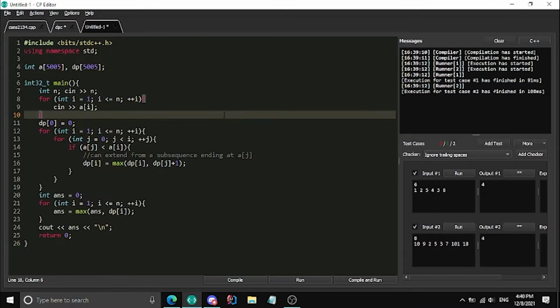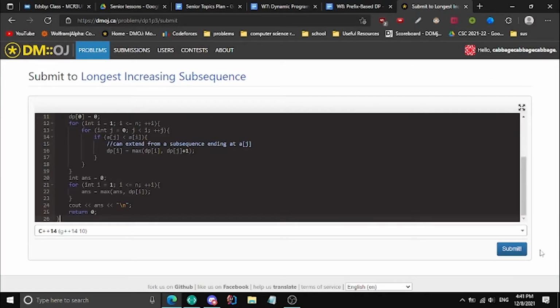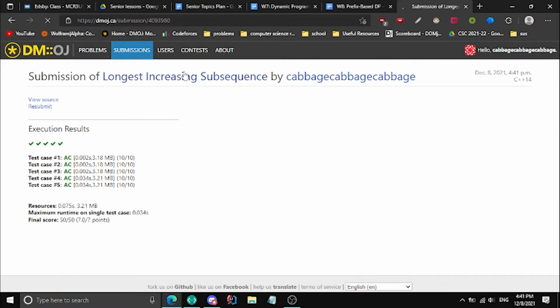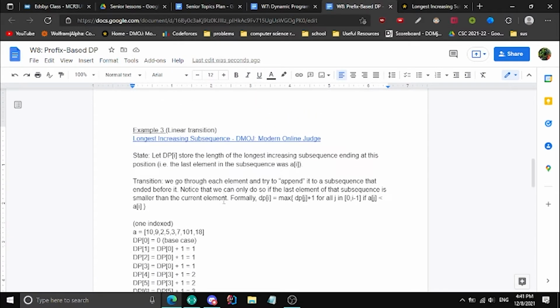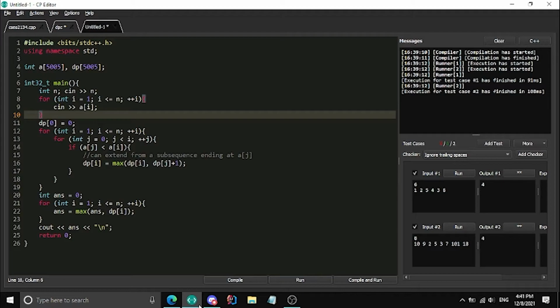And let me go ahead and submit this. Okay, so that passed. Does anyone have any questions about longest increasing subsequence, or any of the source code, or the base case state transition?